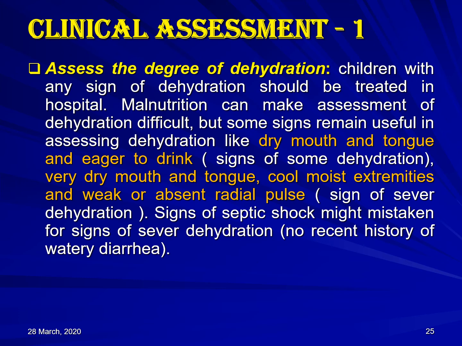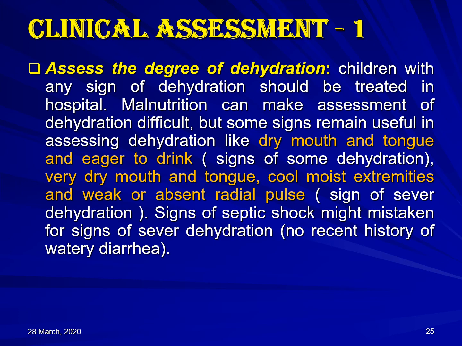For example, we cannot depend on the skin turgor, but still we can use some signs to assess the dehydration, like dry mouth, tongue, and eagerness to drink. These are signs of some dehydration. Very dry mouth and tongue, cool, moist extremities, and weak or absent pulses, such as the radial pulse, are signs of severe dehydration. Signs of septic shock might be mistaken for signs of severe dehydration.